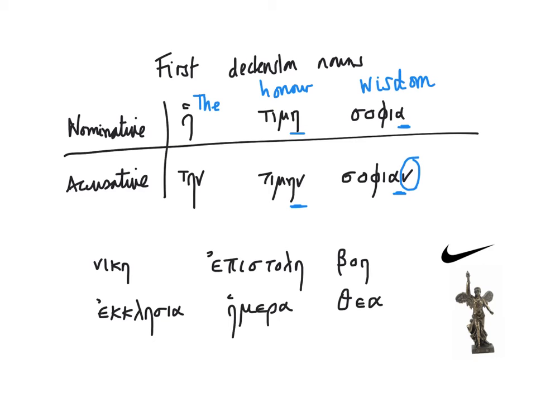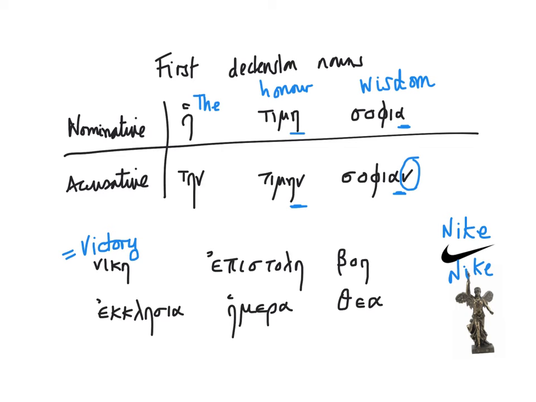Now here are 6 more words which belong to the first declension, 3 of them ending in an eta and 3 of them in an alpha. First of all, Nikē. You may have recognised that I put the emblem of the sportswear company Nike there at the side, and next to it a statue of the goddess Nike, the goddess Victory. So Nikē means victory, a suitable name, I think, for a sportswear company to adopt.